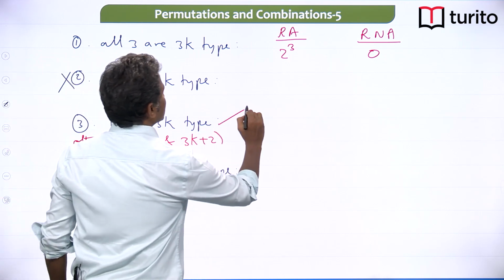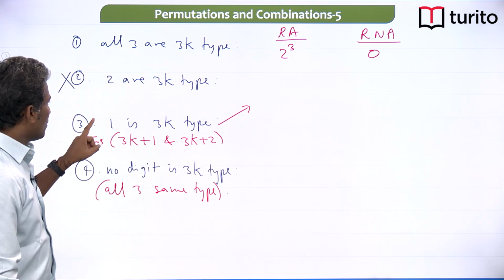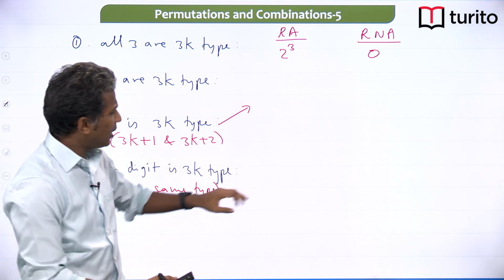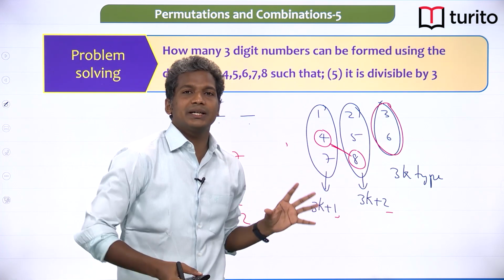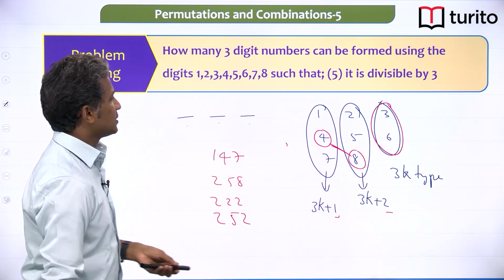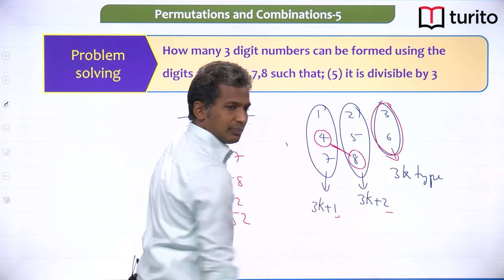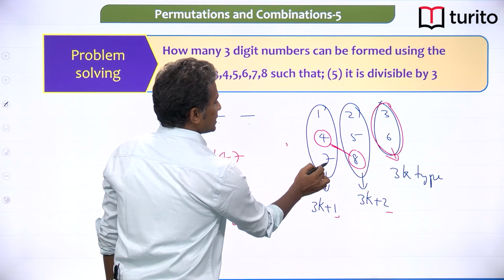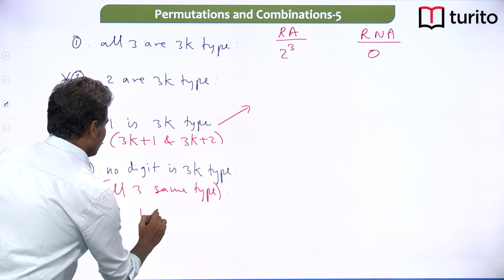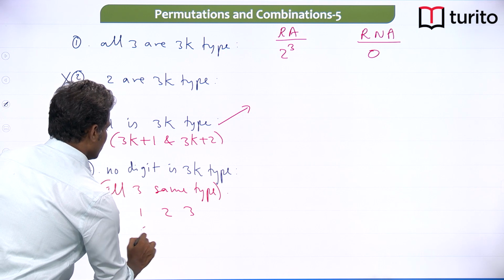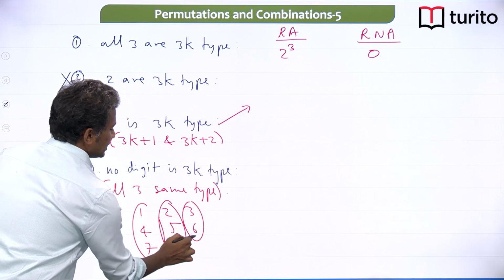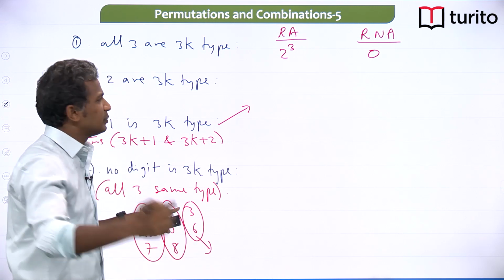So for this case, if we do the counting, one must be 3k type, others must come from 2 different groups. Now every group has options here. So your first step will be to select the digits. Let me select one digit from 3k type, one digit from this type, one digit from this type. In how many ways can you do that? I will write the numbers here for your clarification. 1 2 3 4 5 6 7 8.